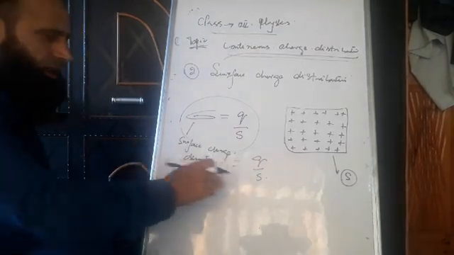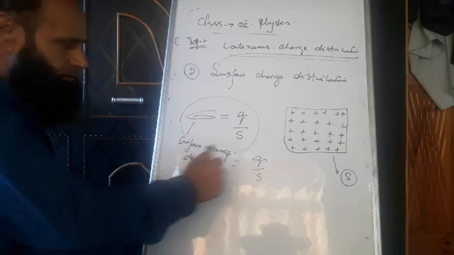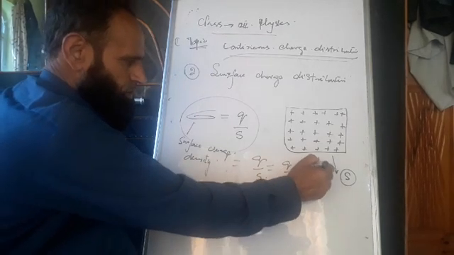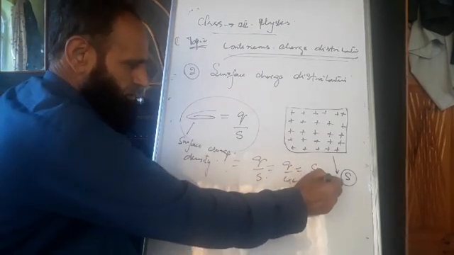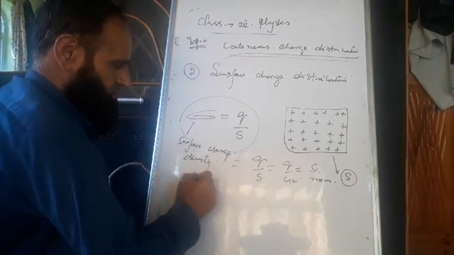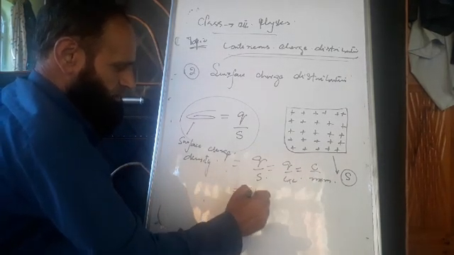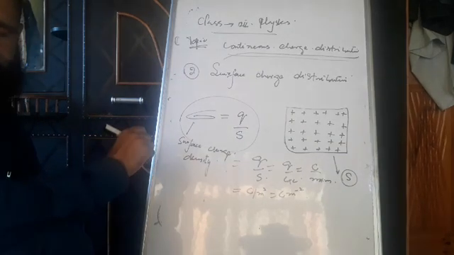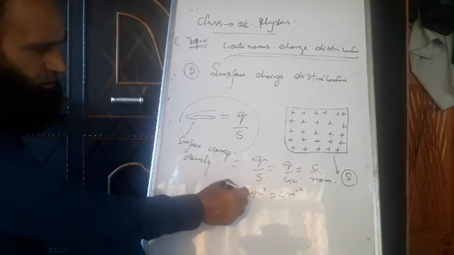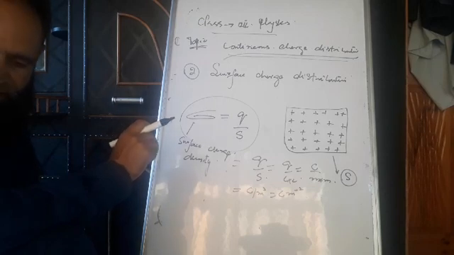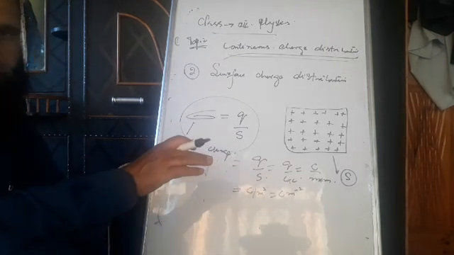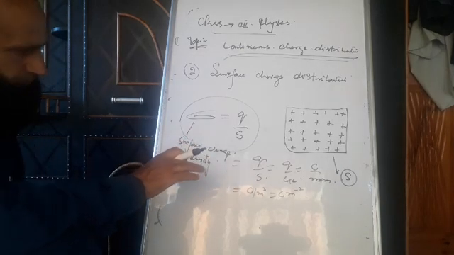And we know that for area we have length times length. So for Q we have the unit coulomb, and for length we have meters times meters. So the unit for surface charge density is coulomb per meter square, or coulomb meter minus 2. It is measured in coulomb per meter square.